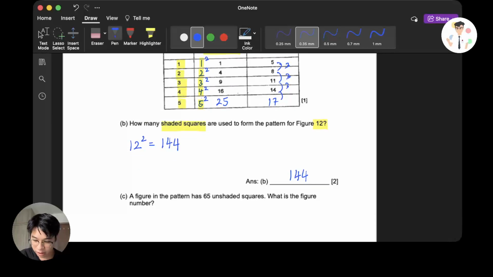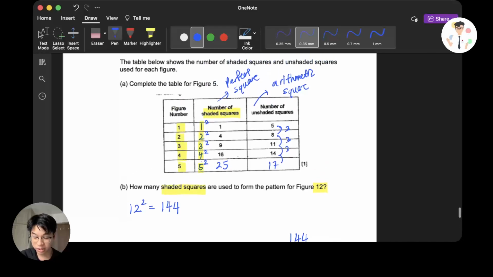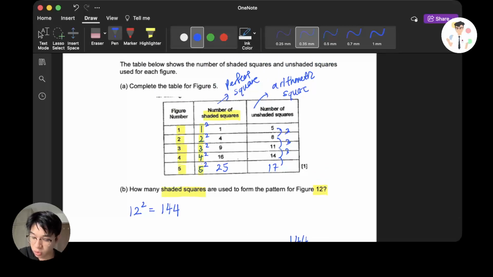A figure in the pattern has 65 unshaded squares. What is the figure number? Now, this is interesting, you know why? Arithmetic sequence, you know that the formula is what? D n plus 0 figure. Correct. This will actually help you go from the figure number to the given number, which is for example the unshaded squares. So let's try to form our formula first. My D is supposed to be what? 3.